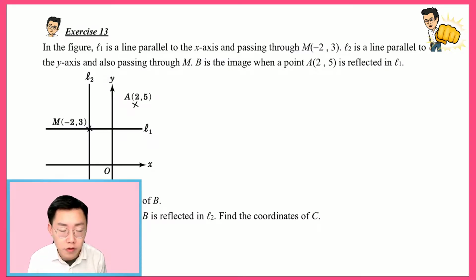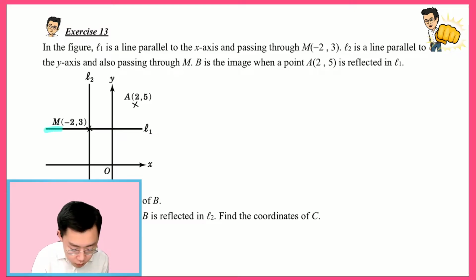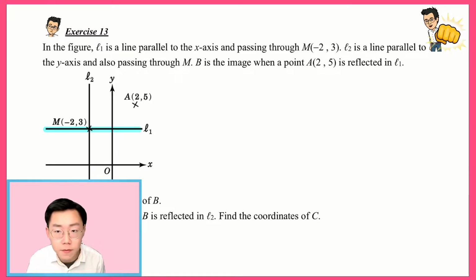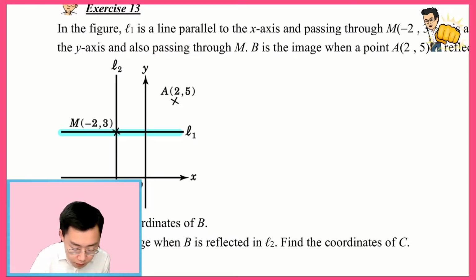Okay everyone, so now it's time for exercise 13. In these questions, in the figures, L1 is a line parallel to the x-axis, that means this one, and passing through M, and the coordinates for M is -2 and 3. And here, one more line, L2 is a line parallel to the y-axis and passing through M. So both these two lines pass through point M.